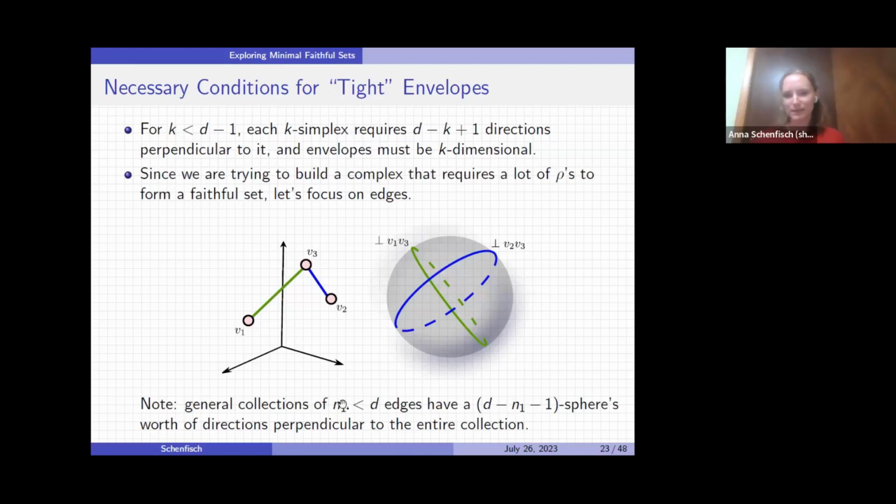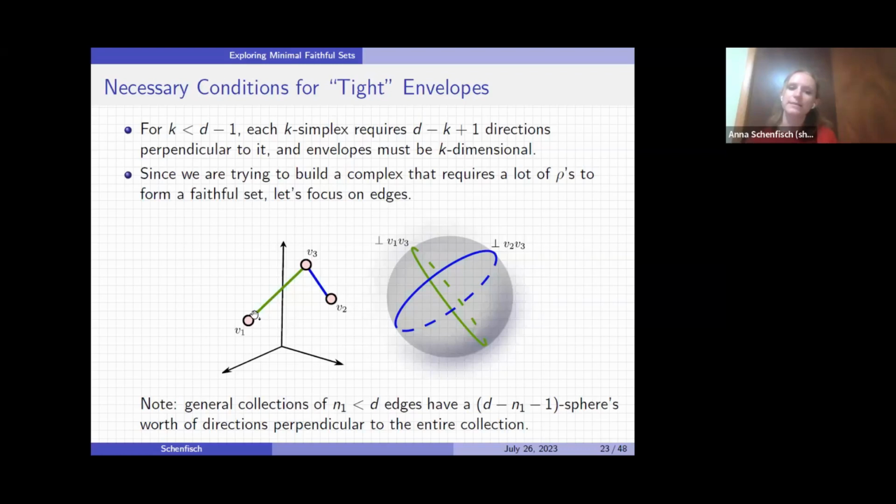We need to keep in mind that if we have a collection of N1 edges living in R^D, the collection of directions that are perpendicular to that entire set of edges is parameterized by a sphere, a D minus the number of edges minus 1 sphere. So how can we see this in our picture?